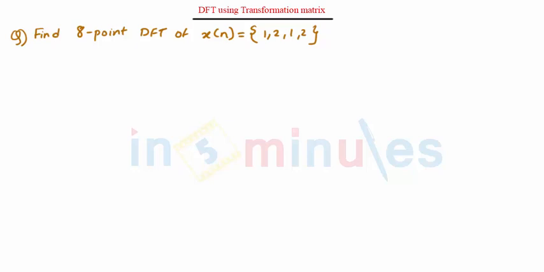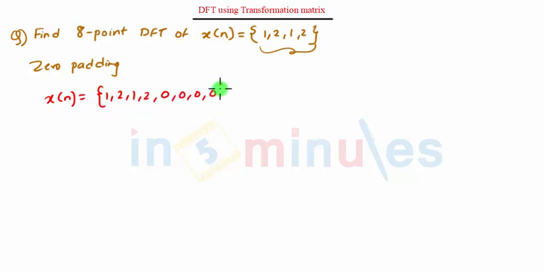But we can see that the length of the sequence is only 4. We have to make it 8. So to make the length of the sequence 8, it can be done by zero padding. It is basically a method to add extra zeros to make the length of the sequence 8. So finally we get an 8-point sequence after adding 4 zeros.